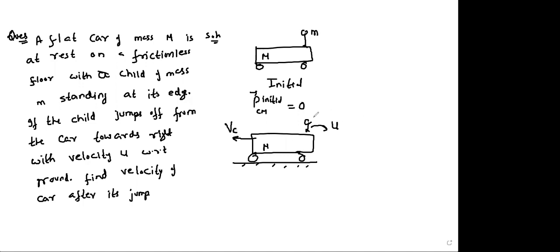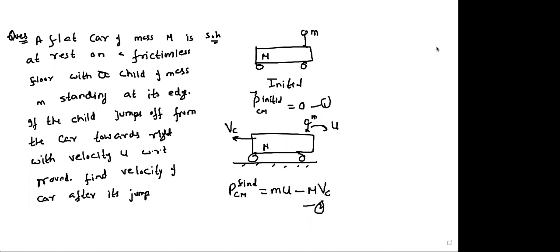The mass of the child is m, the mass of the car is M, and the velocity of the car is v. So what's the final momentum of the system? Momentum is mass into velocity. The momentum of the child is mu, minus the momentum of the car, Mv. Why minus? Why not plus? Because the car is moving in the opposite direction, the backward direction.